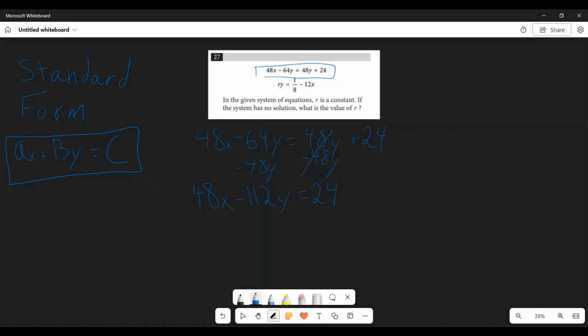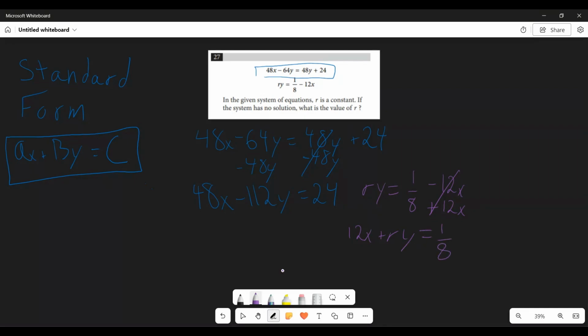Let's do the second one. Right next to it, I'm going to write it out. Again, we want to move the x and y terms to the same side. So let's do that by adding 12x to both sides. This cancels out. Then we are left with 12x plus ry equals 1 over 8.